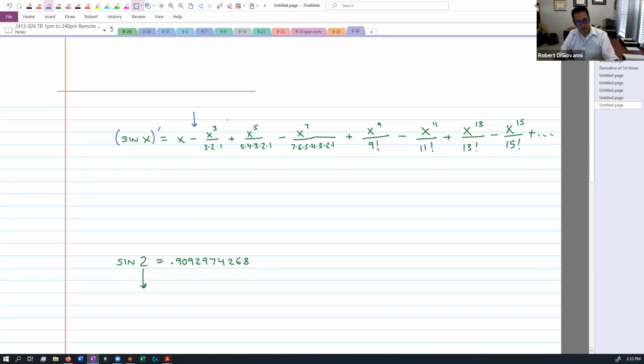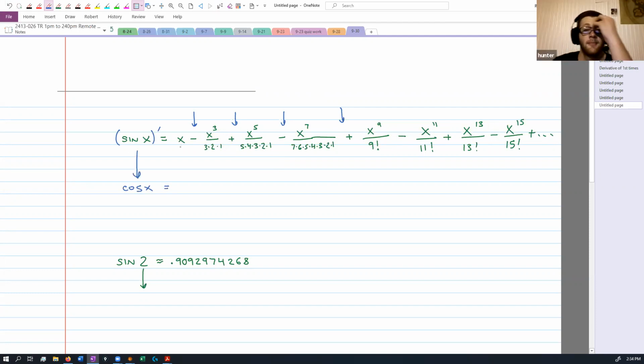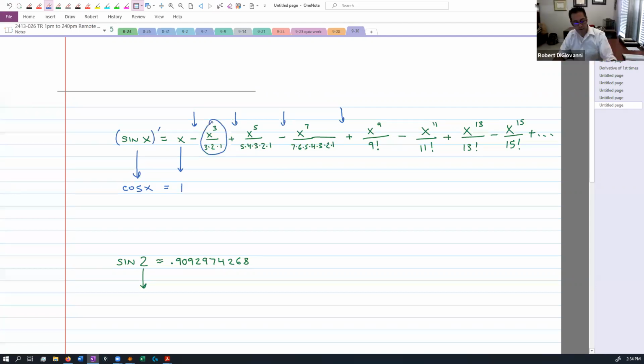Now, do you see additions and subtractions? Can you take the derivative one by one? Oh, it's not bad. It's actually very, very beautiful. Watch. The derivative of this should be what? What's the derivative of x? Just 1. Now this right here is really 1 over 3 times 2 times 1 times x cubed. That's what that really means, right? It's like this is a number in front of x cubed.